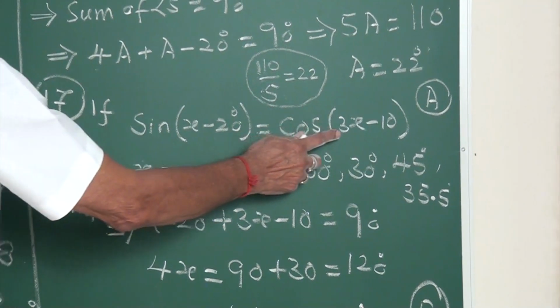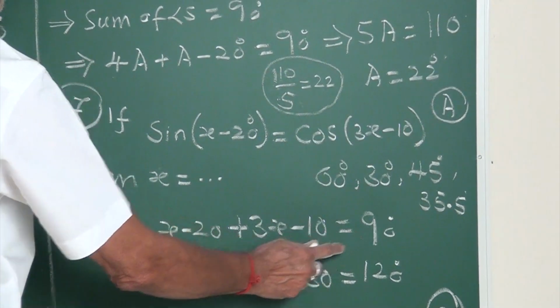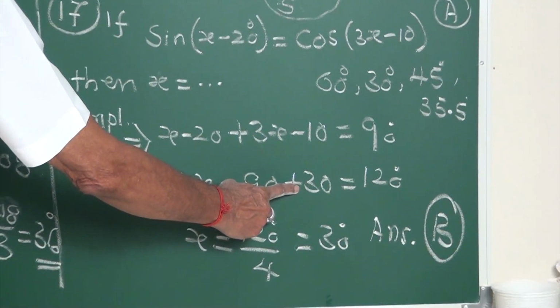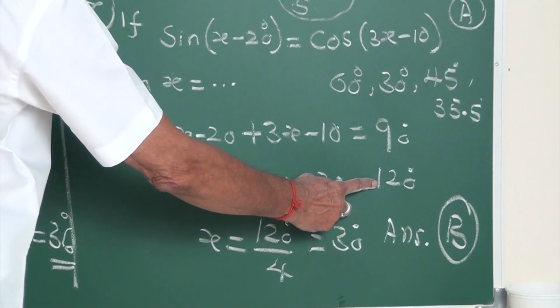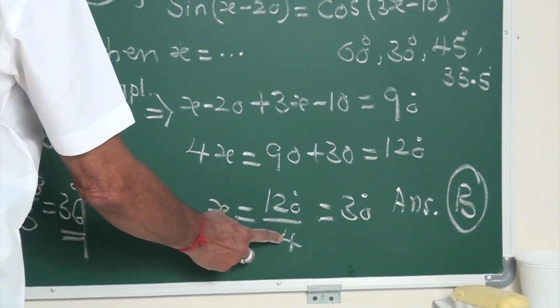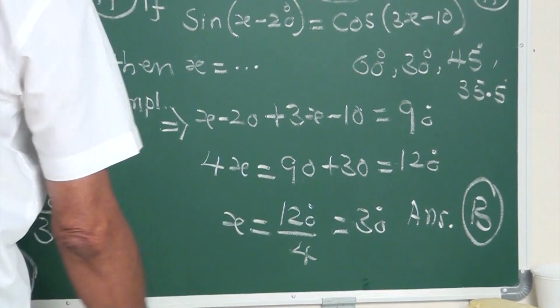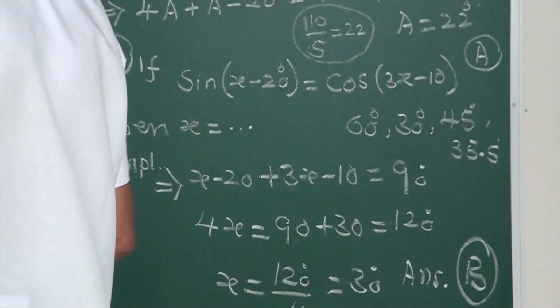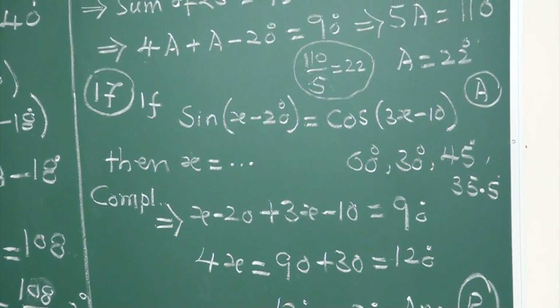x minus 20 plus 3x minus 10 is 90 degrees. 4x equals 90 plus 30, taking this side, 120 degrees. So x is 120 upon 4, which is 30 degrees. All these are direct. Another one or two direct ones, my friends.